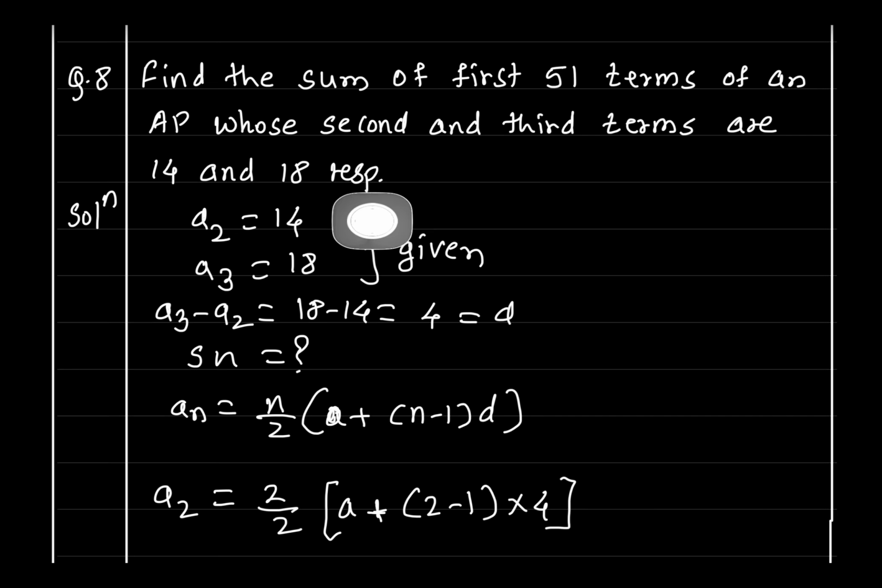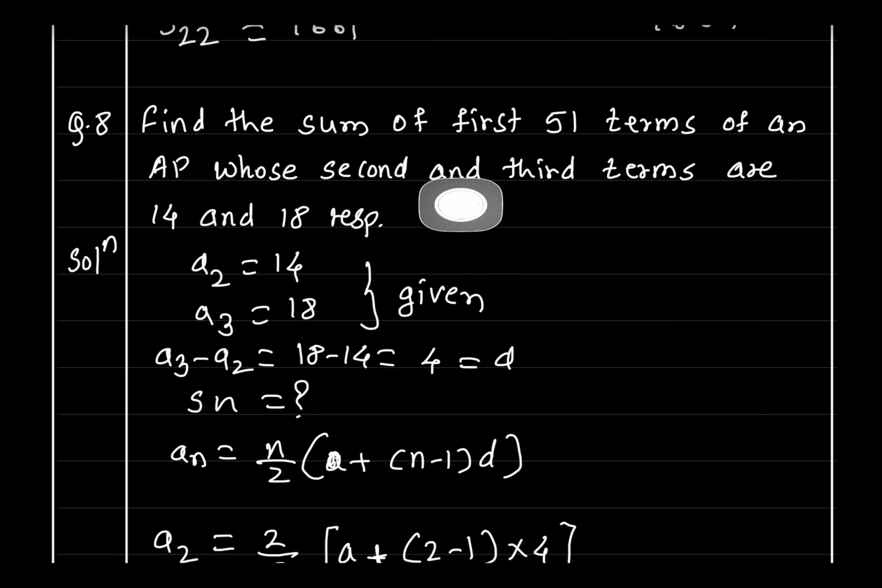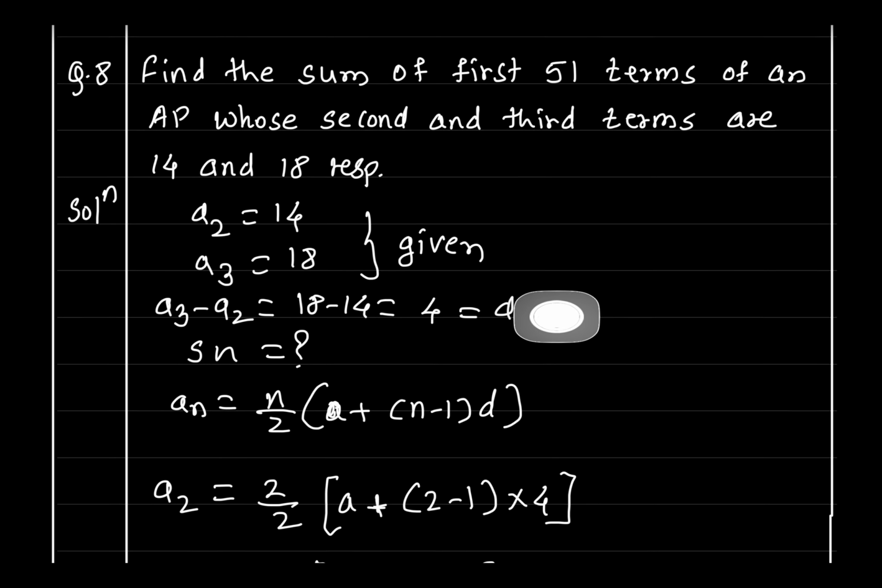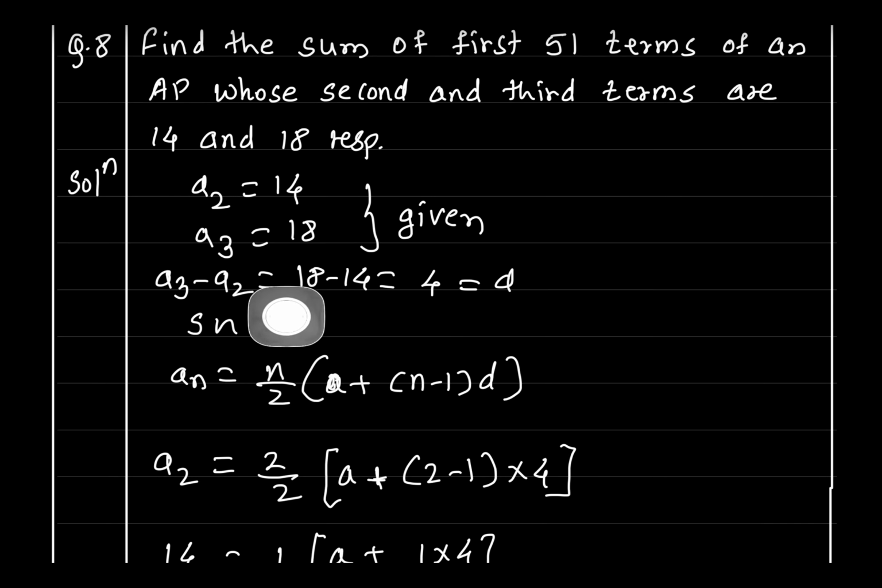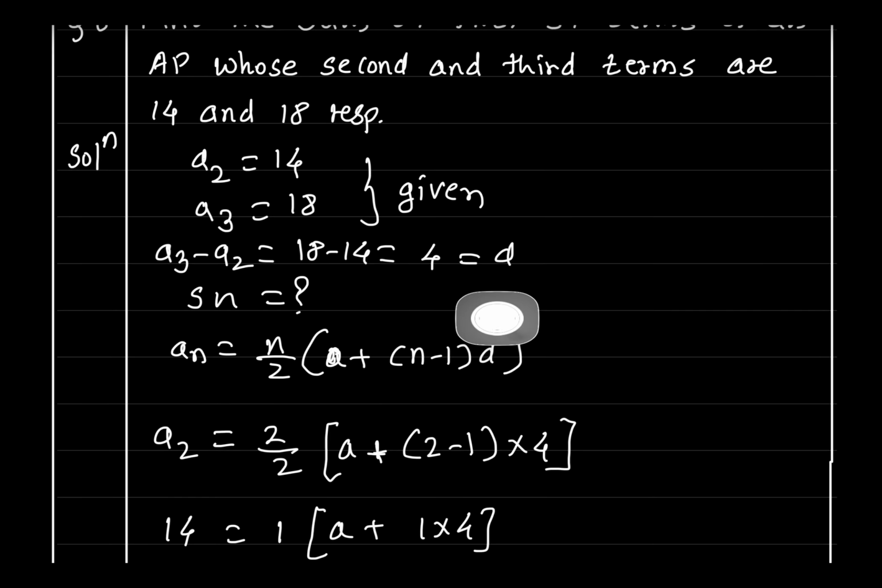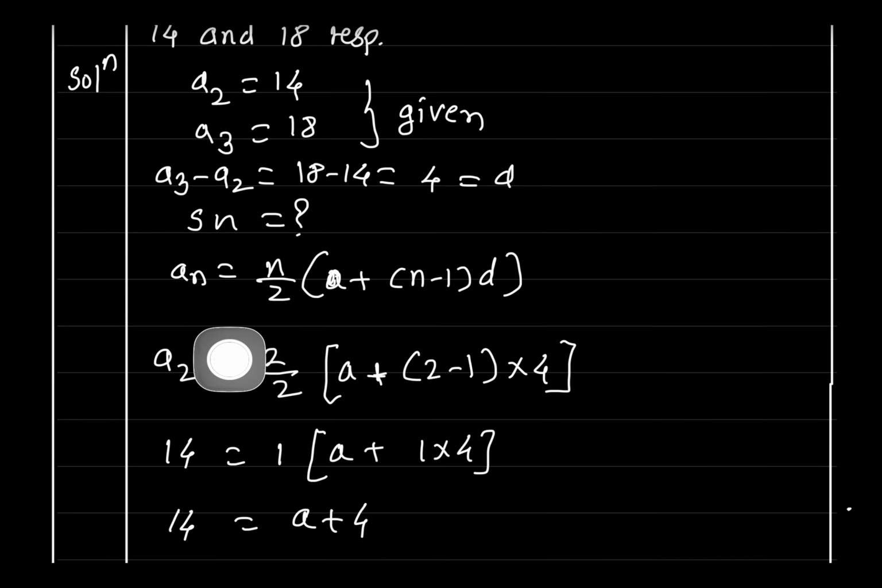Now question number 8: find the sum of the first 51 terms of an AP whose second and third terms are 14 and 18 respectively. Very simple. Here we write what is given, and what they ask. Second and third terms are given, so a2 equals 14 and a3 equals 18. So d you can also find: a3 minus a2, 18 minus 14 equals 4, that is d.